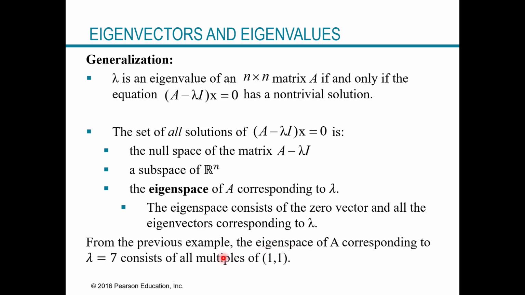All right, so from our previous example, the eigenspace of A corresponding to our lambda value of 7 consists of all the multiples of the vector 1, 1. So basically what we had was x2 times the vector 1, 1. So all the multiples of this.